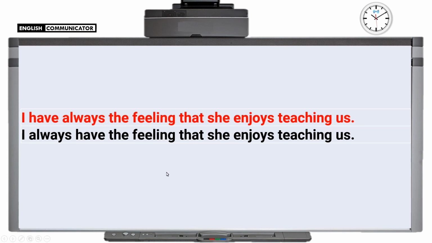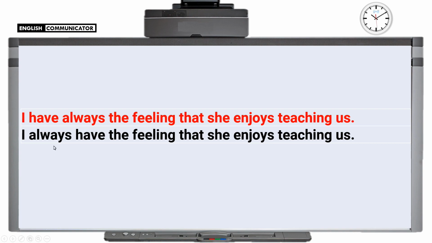I have always the feeling that she enjoys teaching us. Okay, it's wrong. And you know where it's wrong? Look, concentrate. Here, there is a combination difference now. Before I told you that you have to use I with auxiliaries. But why is it not here that I does not come with the auxiliary? Because of the balance of the sentence.